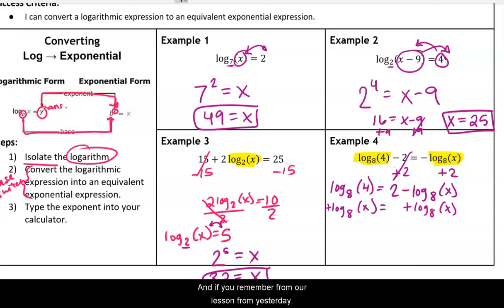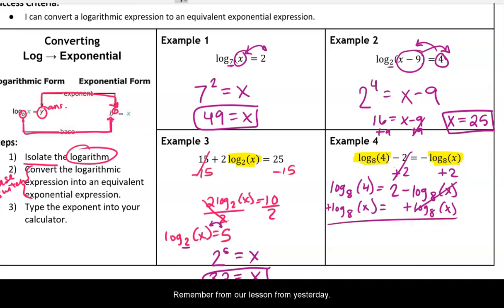Okay, and if you remember from our lesson from yesterday, when we have two logs with the same base, the insides are multiplied. Let me say that again. When we have two logs that are being added together with the same base, the two insides are being multiplied. So 4 times x is going to leave us with log base 8 of 4x, and then still bringing down that 2 equals 2.